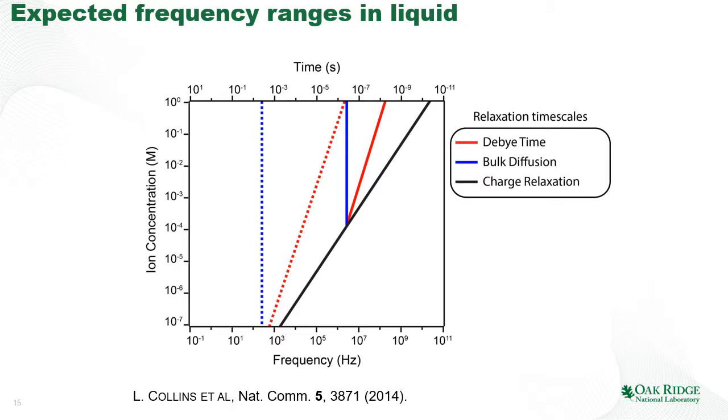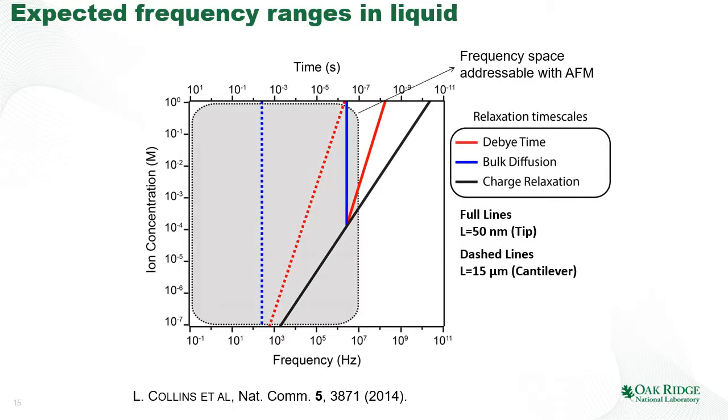So since there are so many constants and they have different dependencies on the relevant time scales, what we can do is make a diagram that shows the classes of the behaviors possible as a function of frequency and as a function of the ion concentration. So in this case, we plot two sets of curves. The full curves correspond to the behaviors of interest for the tip scale. So this is about 50 nanometers length scale. And dashed lines correspond to the phenomena of interest on the cantilever scale.